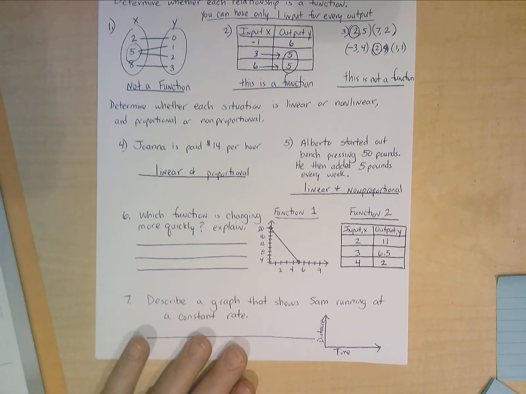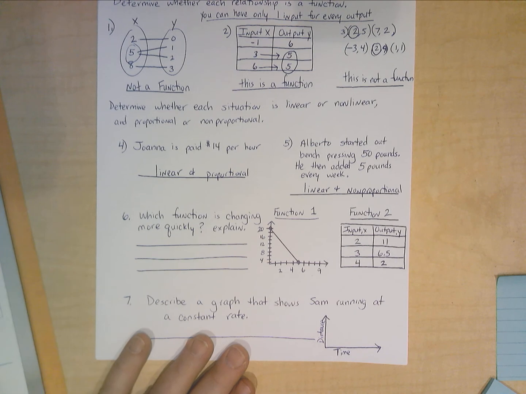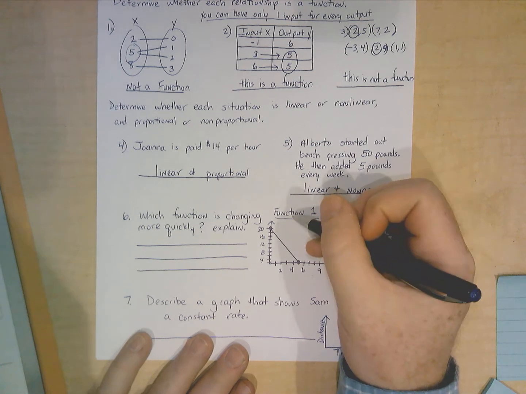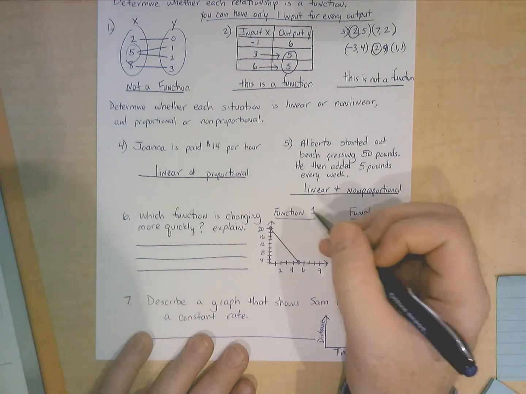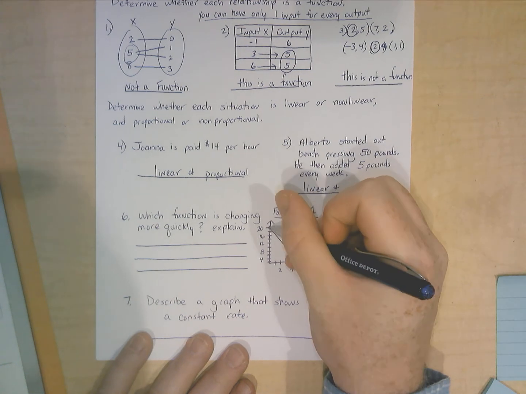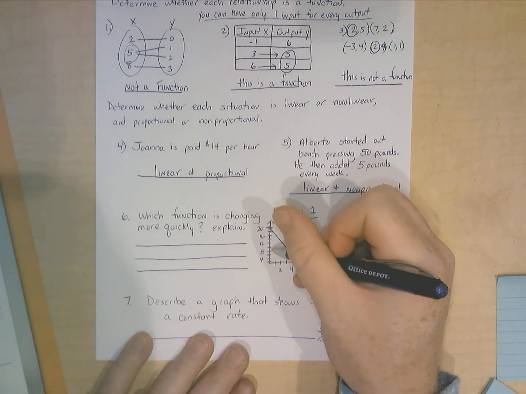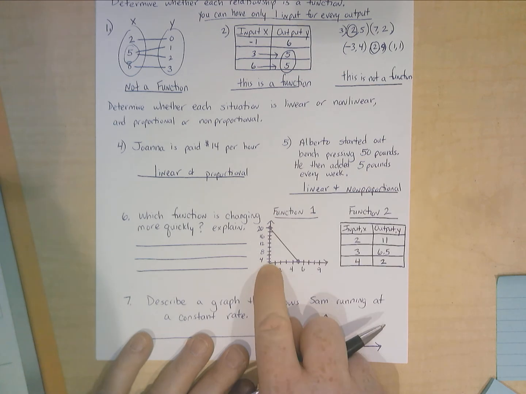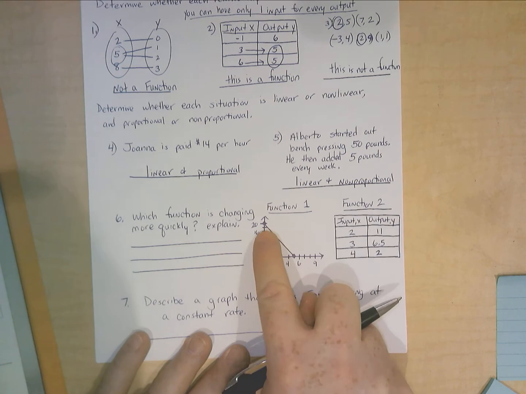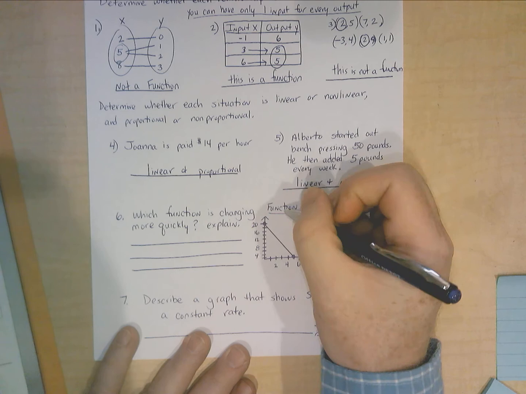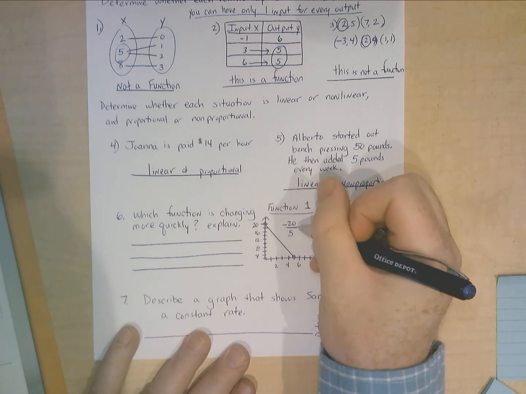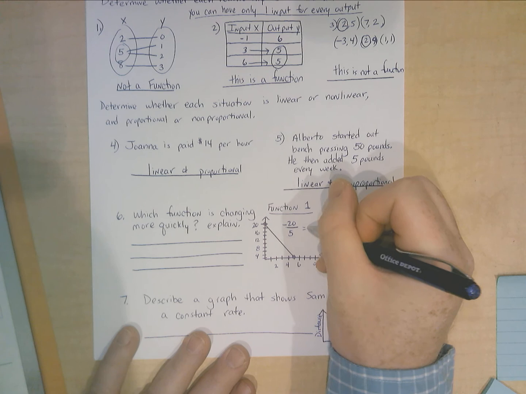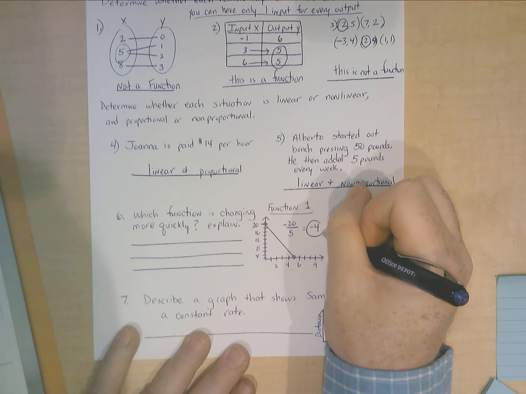All right, number 6. Which function is changing more quickly? All right, so we're basically looking at slope. We're trying to figure out which one has the steepest slope. This one is starting at 20, and it goes all the way down to 0. I kind of messed up drawing it here. I had no space here, but sorry about that. Anyways, it drops down 20. That's your rise. Your run is 5. So if you divide negative 20 by 5, you get negative 4. So the slope for function 1 is negative 4.